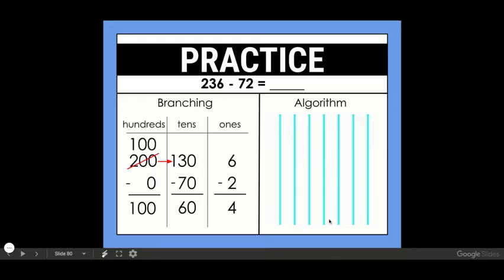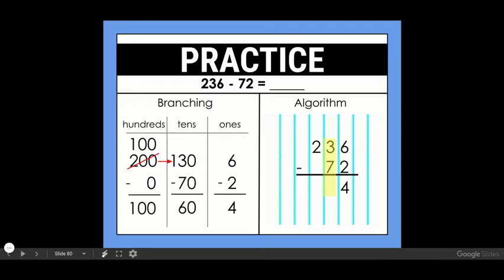Now let's compare that strategy with the algorithm. Same way we started last time, we're going to line up our problem vertically. Notice how I don't have any hundreds in my subtrahend. So I have to make sure that's either blank, or if I wanted to, I could write in a 0 to help keep it more organized so that I don't forget there's nothing there. Now our first step of the algorithm, just like in branching, is to subtract our ones. Again, we have 6 minus 2, which we already know is equal to 4. Now let's move on to our tens.